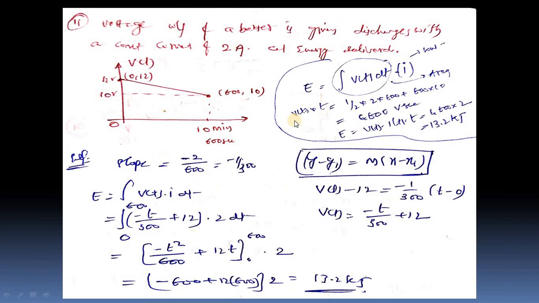So the area under the curve, that is v of t into t, is equal to 6600 volt seconds, and the energy is equal to v of t into I of t into t. So this is multiplied with the constant current of 2 amps, and then we will get 13.2 kilojoules.